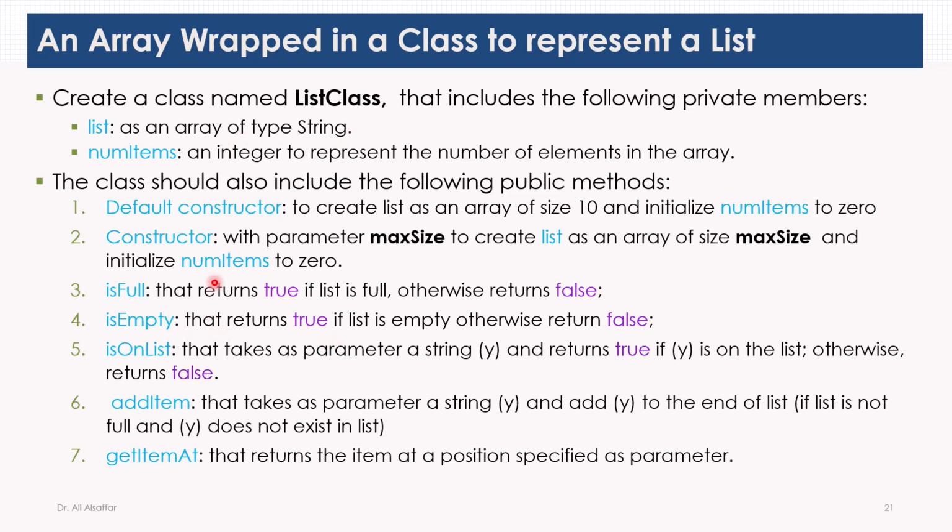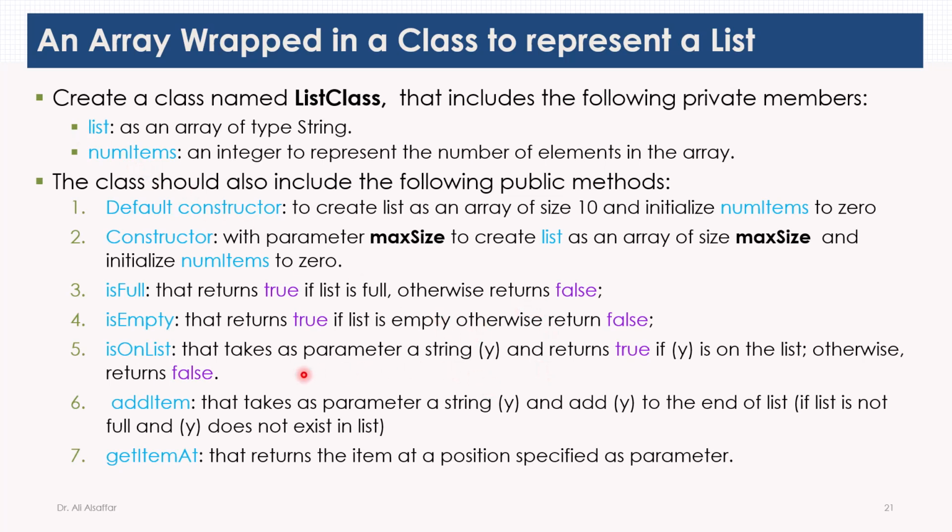In this wrapped class, one property is added is that whenever the user tries to add an element that is already in the list, it should reject it. In other words, it should not allow to have duplicate elements in the array. And to do that, the class uses the public method isOnList. This method takes as a parameter a string y and returns true if the string is on the list. So basically, this is a searching problem. So it will search for y in the list.